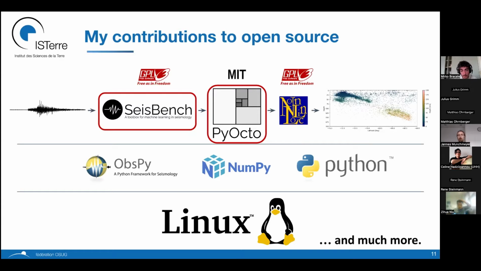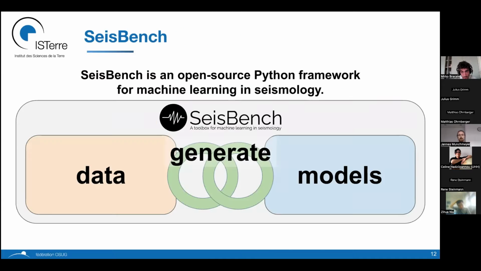I have two main contributions to open source. I've developed together with another PhD, and I'm maintaining SeisBench, and I've written this PyOcto library. I've also contributed some code snippets to other libraries such as ObsPy, but by far not to the degree as I'm involved here. So let's focus on these two things. And I'll introduce these projects a bit to give you an idea of what it's about.